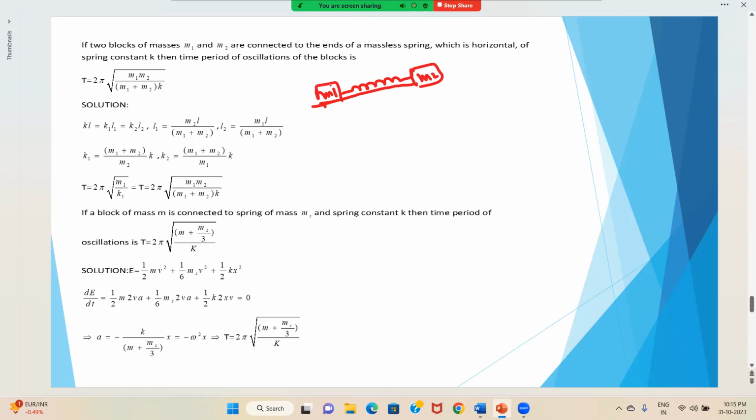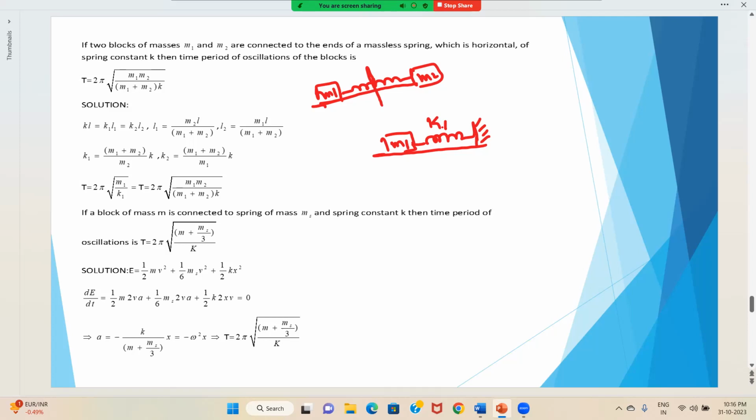See how to start this problem. We are finding one point which is not moving, that is the center of mass. I am marking here, this is the center of mass. That point is not moving. Then this can be taken as, so I'm drawing the diagram separately here. Once again, block of mass M1 attached to a spring whose other end is fixed, and its spring constant is K1.